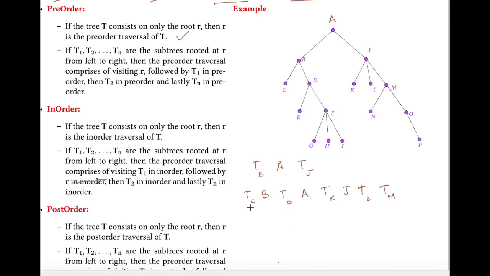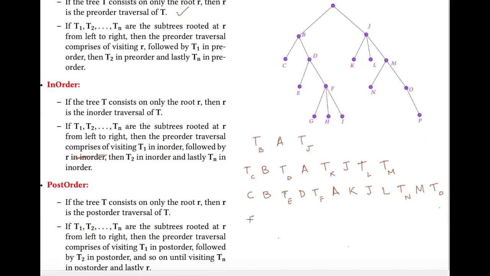Okay. For T of C, C is the root itself. So we have C. Then we have B already there. T of D is T of E, D, and T of F. A. For K, K is just the root itself, so K. J is there. L is just the root itself, so L is there. For M, we will say T of N, M, and T of O.